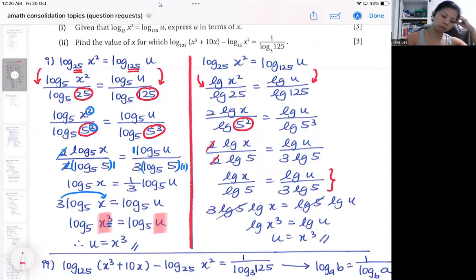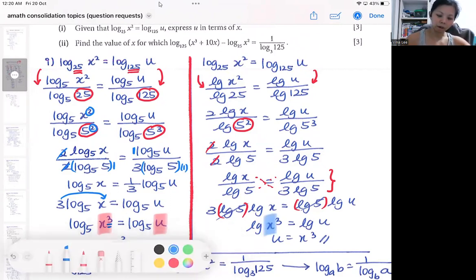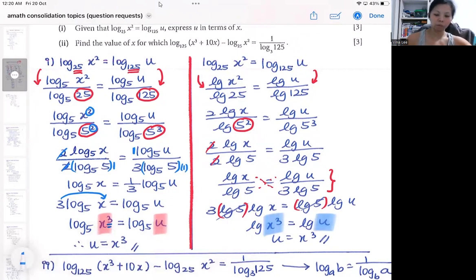So you execute the cross multiplication. And when you execute the cross multiplication, this is like a number that you can divide on both sides. So you can divide both sides by log 5. And eventually you still come to the same log where you can compare to get u equal to x cubed. So it'll be exactly the same. It's the same idea. Okay.